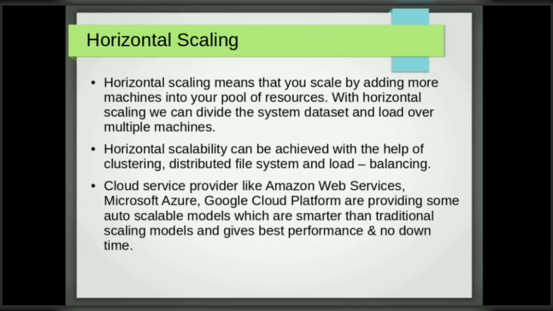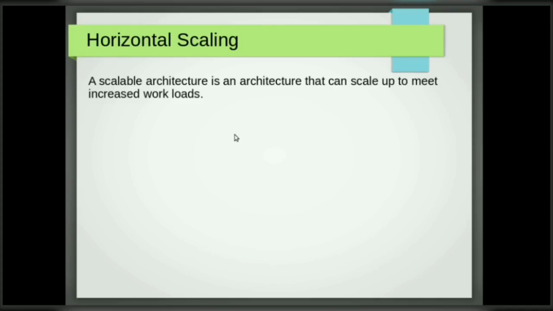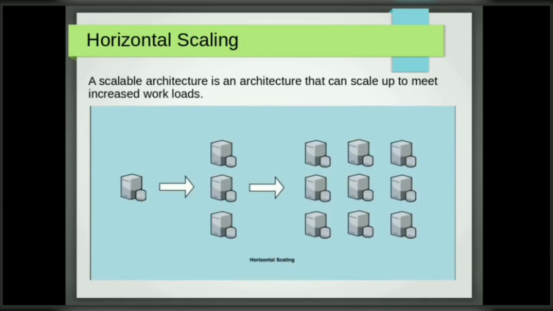Cloud service providers like Amazon, Microsoft Azure, and Google Cloud Platform are providing some auto-scalable models which are smarter than the traditional scaling models and give you the best performance with no downtime. A scalable architecture is an architecture that can scale up to meet increased workloads. Here you can see the visualization of horizontal scaling, where more machines are added over a period of time.